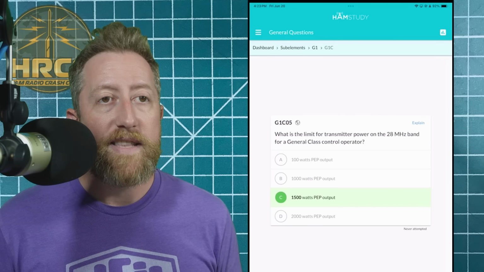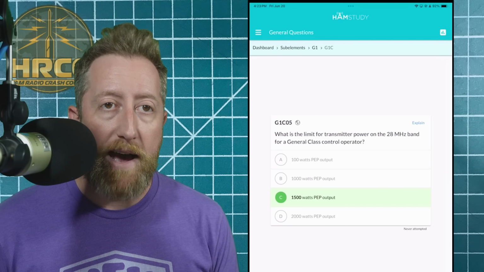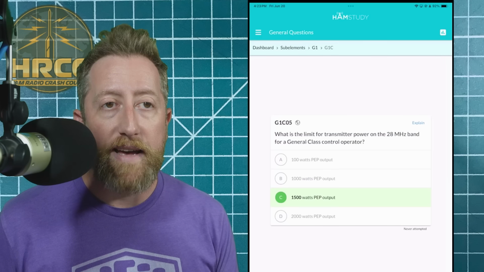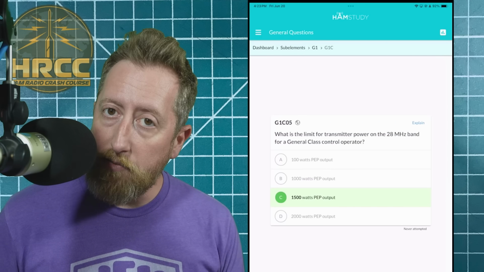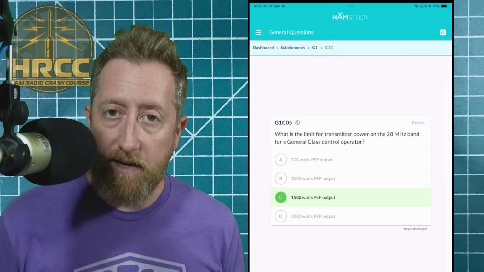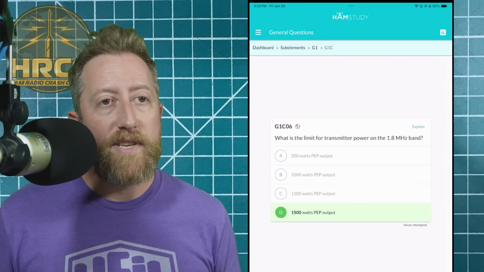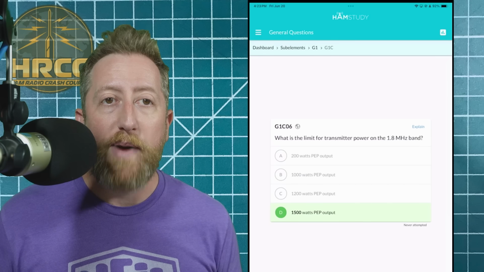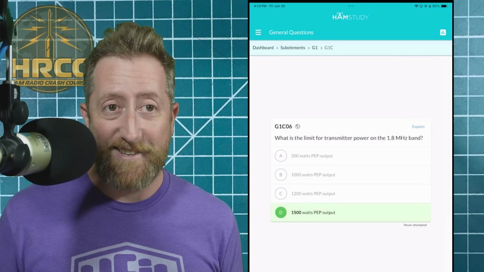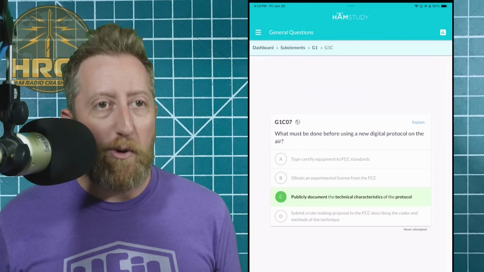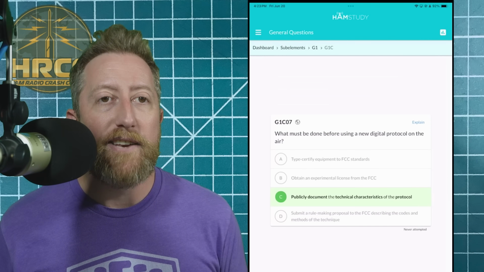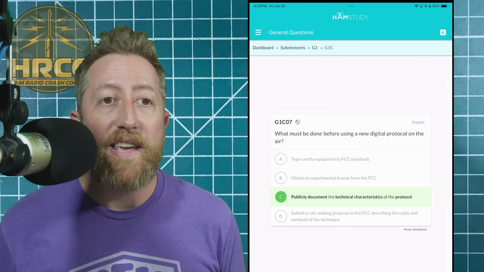Number 5, what is the limit of transmitter power on the 28 megahertz band for a general class operator? Just like the other band, 12 meters already mentioned, 1,500 watts PEP. Question 6, what is the limit for transmitter power on the 1.8 megahertz band? 1,500 watts PEP. Number 7, what must be done before using a new digital protocol on the air?